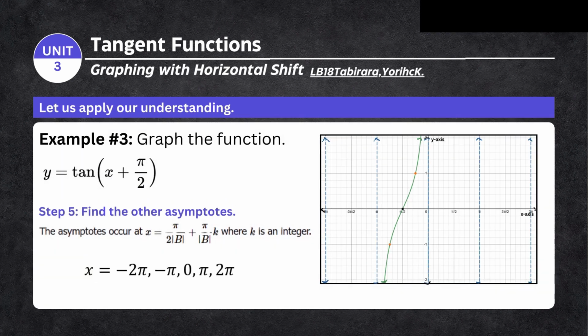Now let us find the other asymptotes. You can continue doing the process earlier, or you can use this formula to find the other asymptotes of this function. So when b is equal to 1, we will get the following asymptotes. They are located at x equals negative 2 pi, negative pi, 0, pi, and 2 pi.